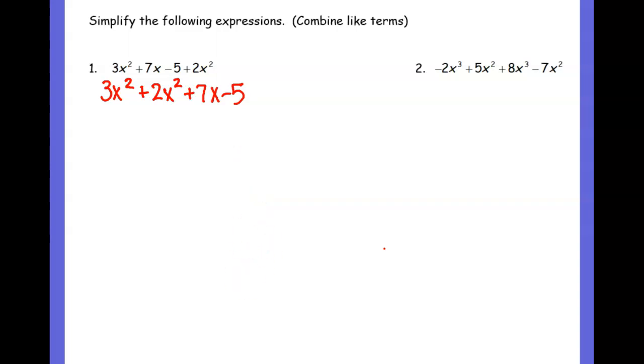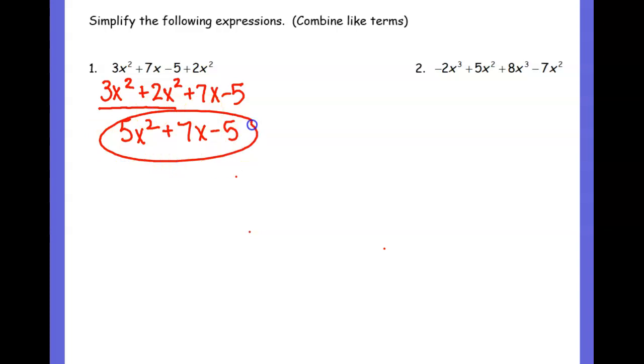So I just put them in order. Now I'm going to group my like terms. 3x squared and 2x squared would be 5x squared. Now the 7x, there's nothing to group it with, minus 5. So we're done there. We're just going to combine our like terms, starting with the highest degree.